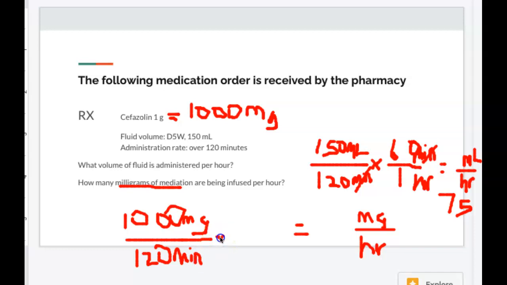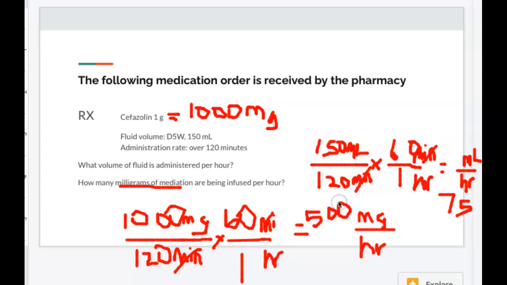So we're going to multiply that. We're going to set up our dimensional analysis. We're going to do minutes over hours. And again, there's 60 minutes in 1 hour, so we can cross those off. And then you're going to calculate that. 1,000 times 60 divided by 120 ends up being 500. And that's our answer, 500 milligrams per hour, and that's how you figure that out.